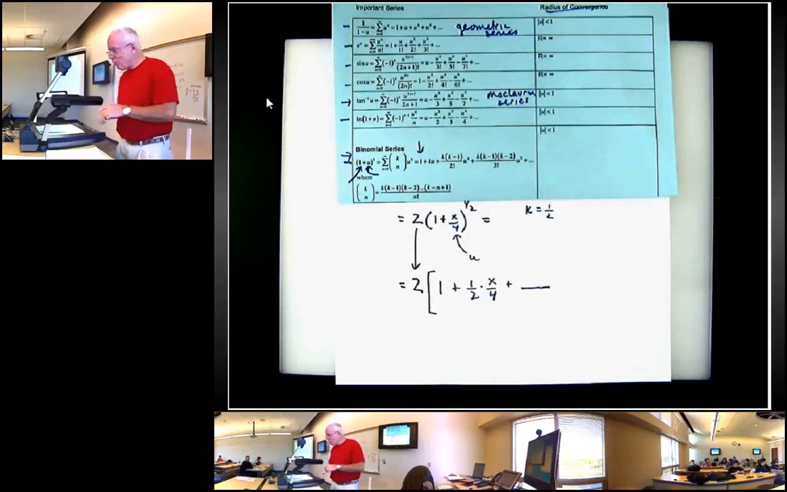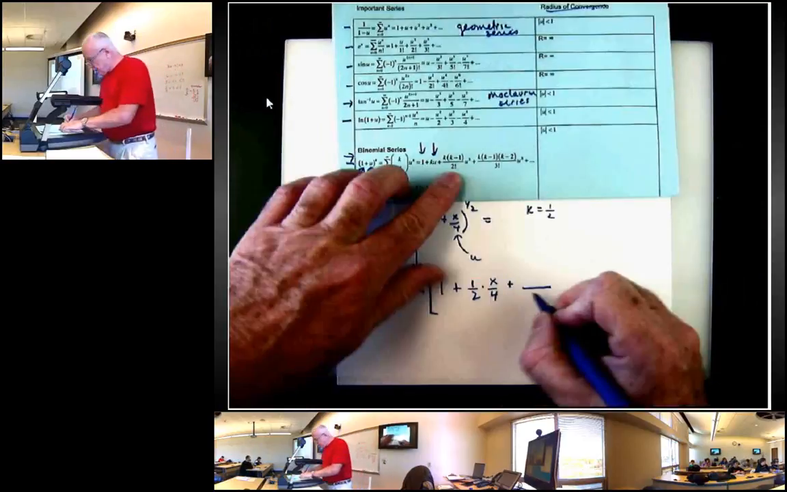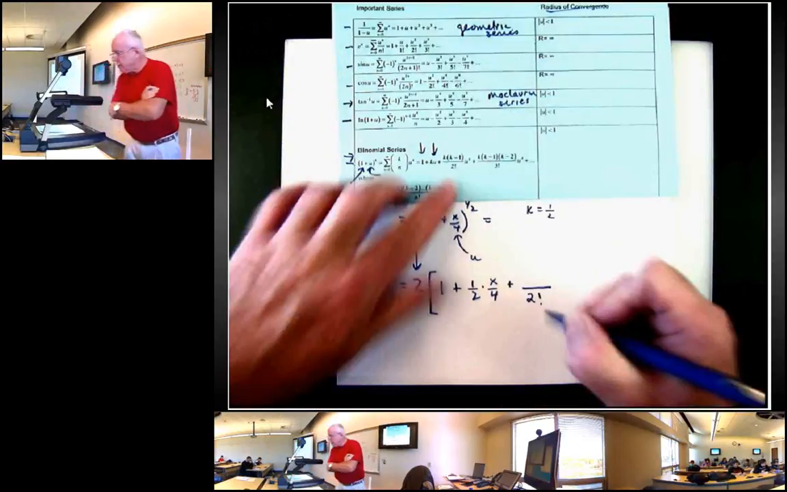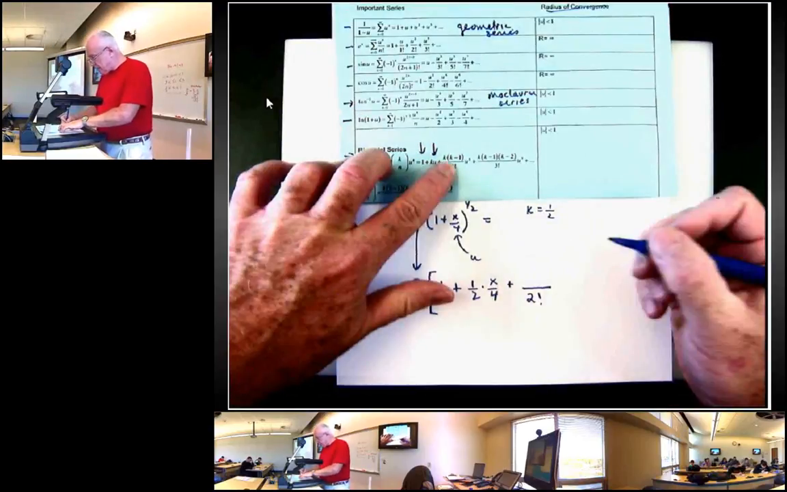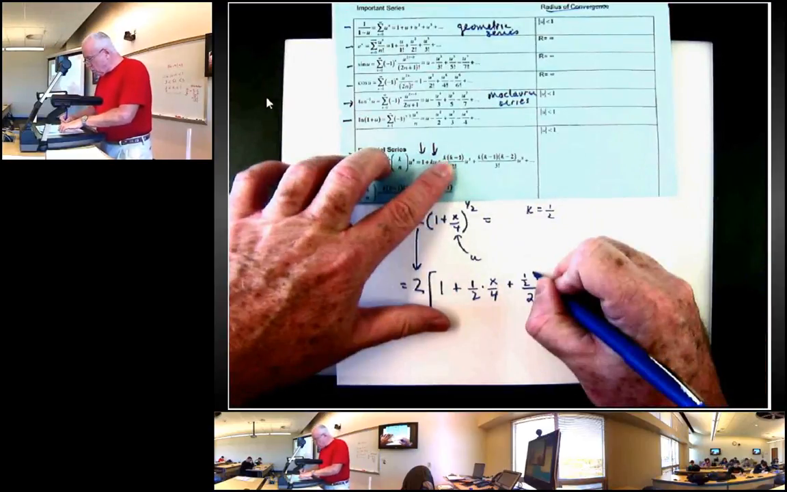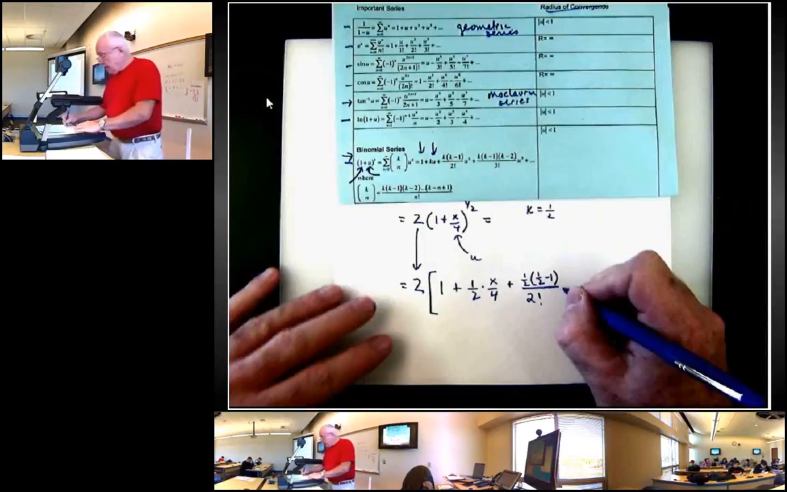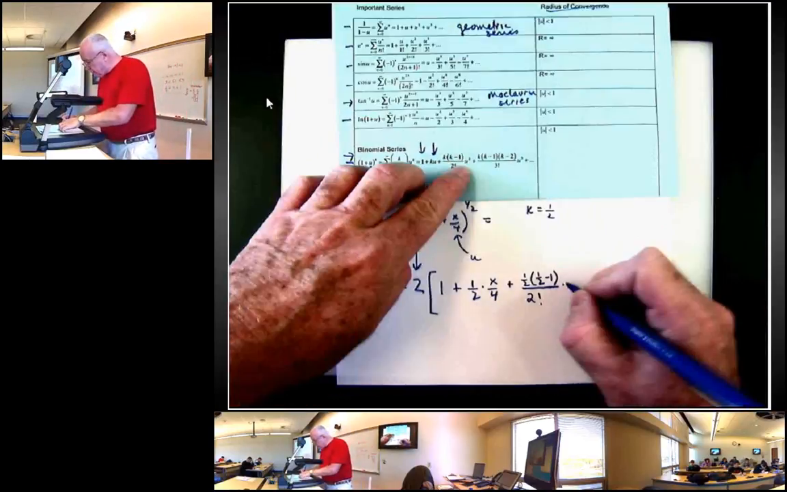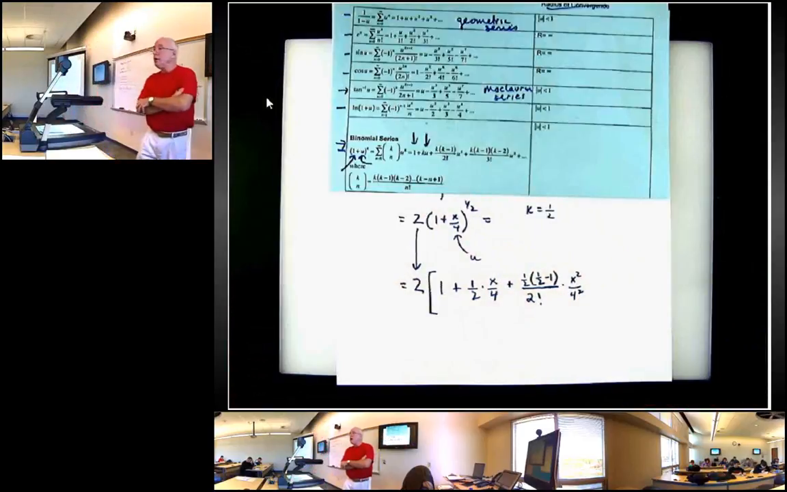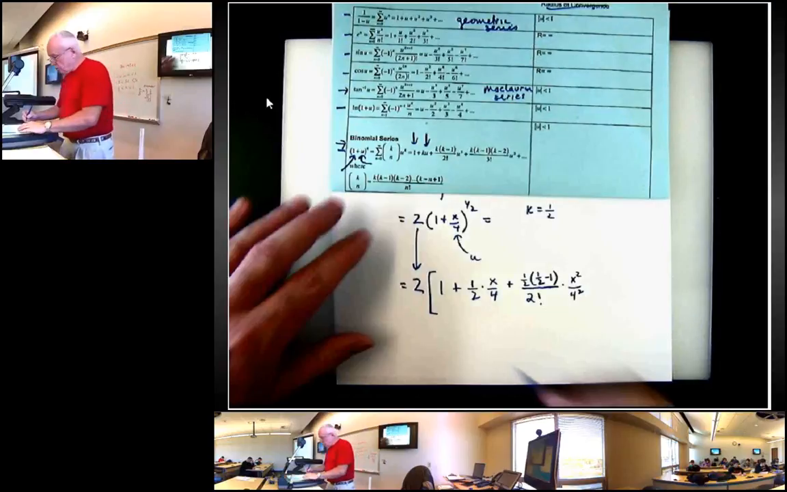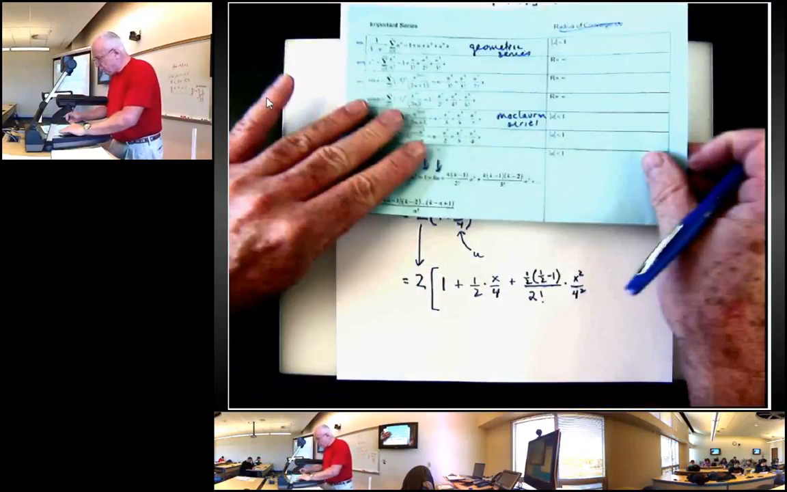So where were we here? Okay, we had done the second one here. So the next one then, we have a 2 factorial in the denominator. And then up above here, we have to multiply k times k minus 1. So we have 1/2 times 1/2 minus 1. And then it's u squared, so that's going to be x squared over 4 squared for my u squared, okay? So how many terms did I say? Just 1 more, 4 terms, all right.